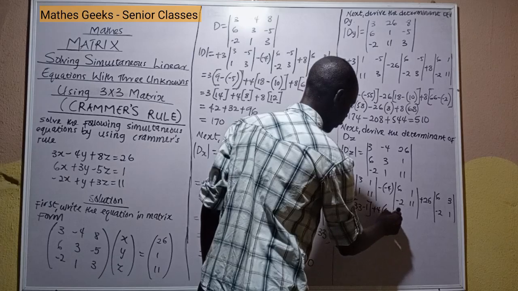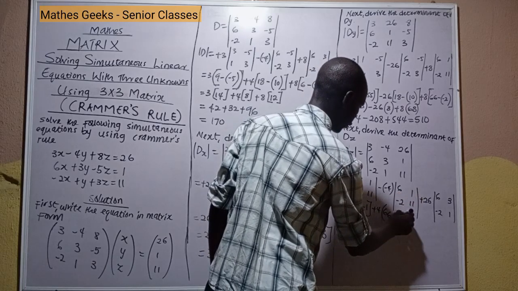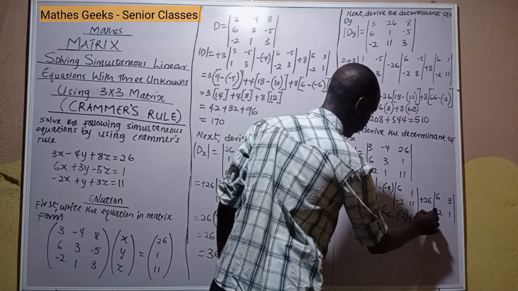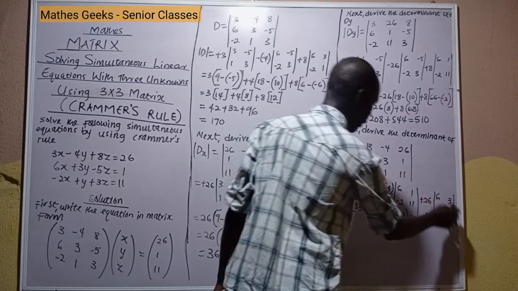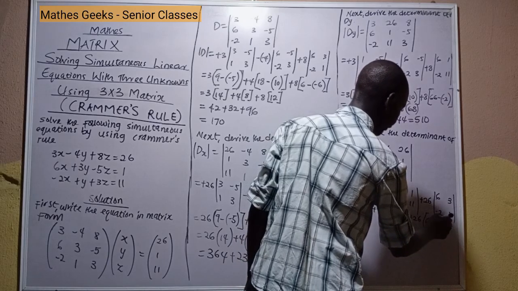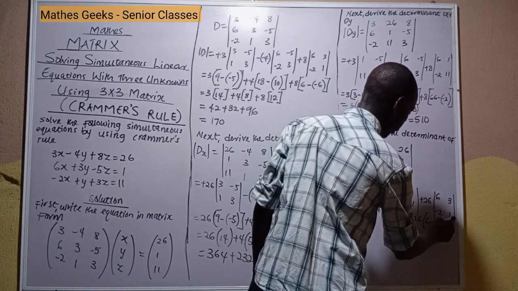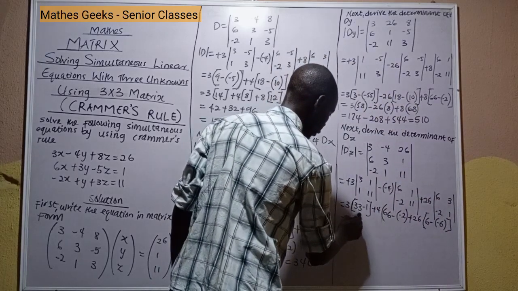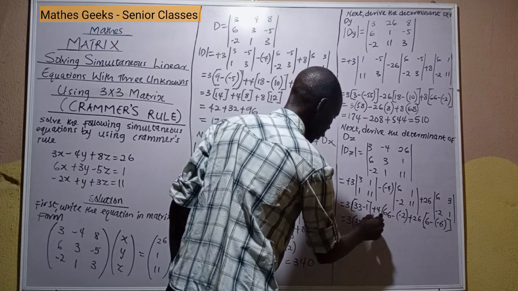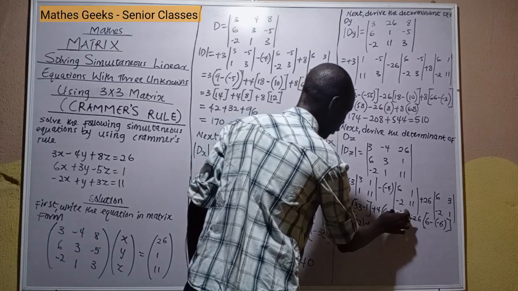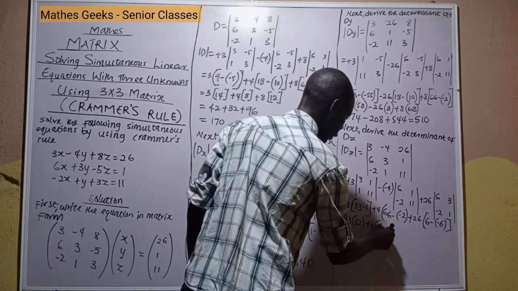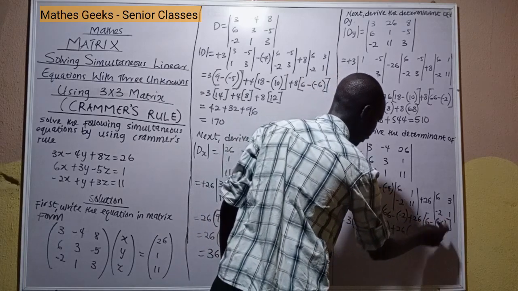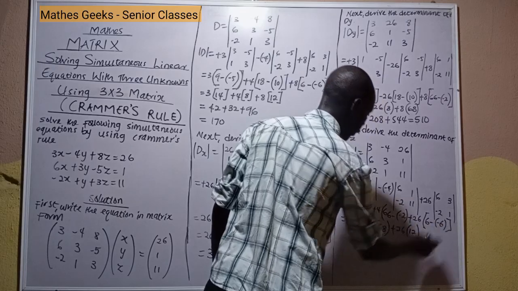6 times 11 is 66 minus 1 minus 2 minus 2 plus 26. 6 times 1 is 6 minus 3 minus 2 minus 6. 3, 32 plus 4. Minus times minus is plus 66 plus 2, 68 plus 26. Minus times minus is plus 12. 6 plus 6 is 12.